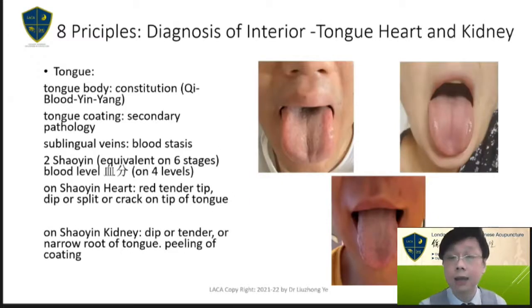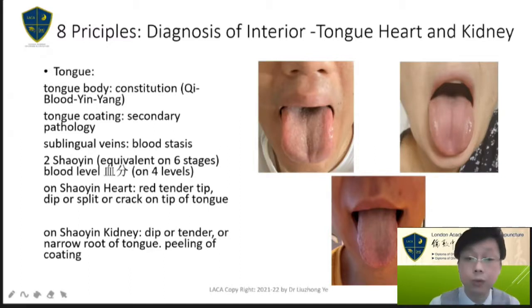So you understand the interior conditions are also diagnosed by the basic allocations of tongue organ distributions. You know that the front part is the heart, and then on the sides, lung, middle, spleen, side, liver, roots, kidney. That is what we do, right? Okay, so here we go.